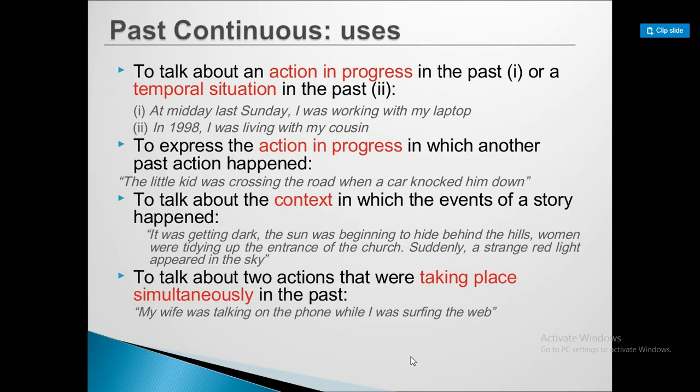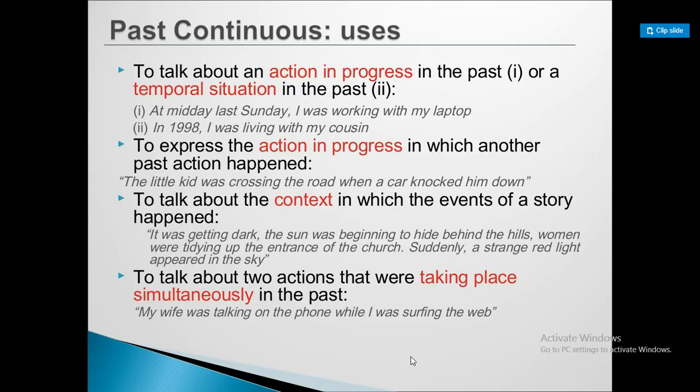To talk about the context in which the events of a story happened. For example, it was getting dark. The sun was beginning to hide behind the hills. Women were tidying up the entrance of the church. Suddenly, a strange red light appeared in the sky.